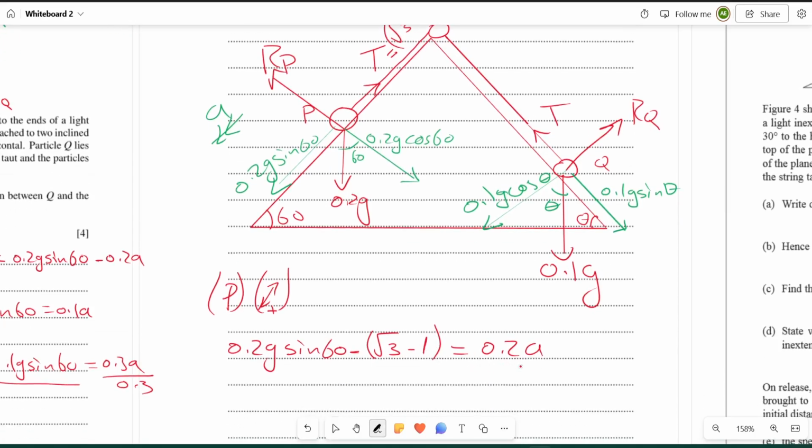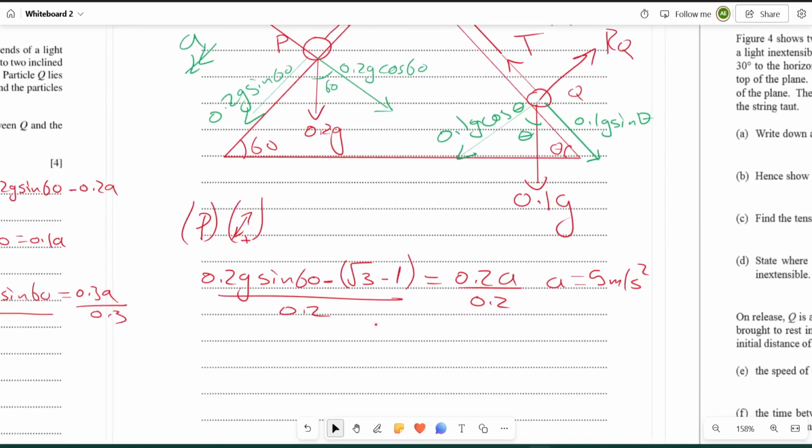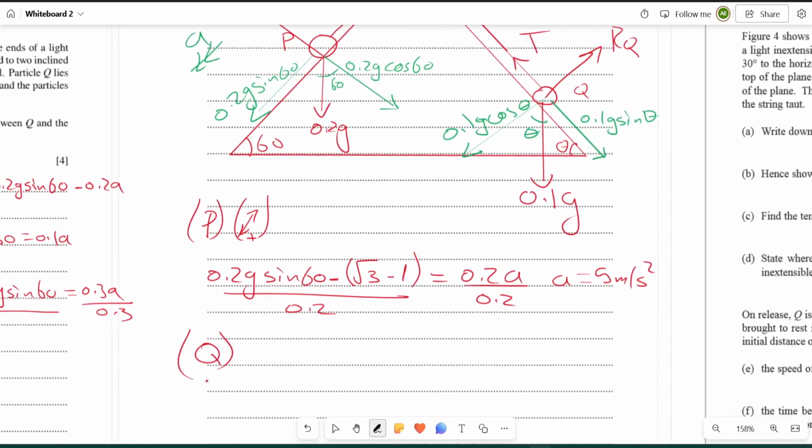That is for P. From here we can straight away divide by 0.2 both sides, and that's going to give me an acceleration value of, let me plug this in my calculator, 0.2 times 10 sine 60 minus root 3 minus 1, all over 0.2. That's going to give me an acceleration value of 5 meters per second squared. That's my acceleration, which is going to be the acceleration for Q as well, in the upwards direction. So now let's resolve Q in the direction up and down the plane.